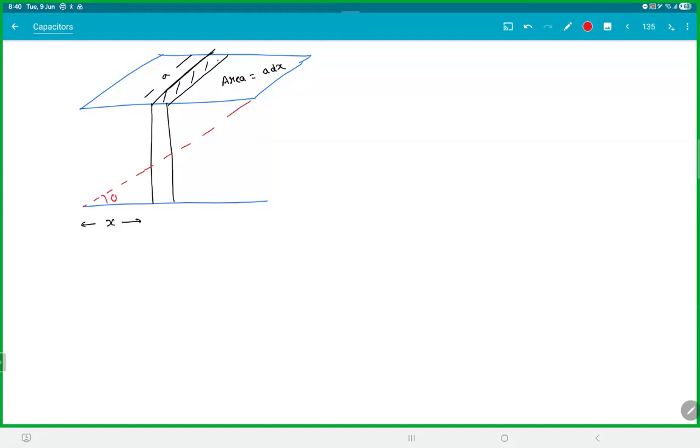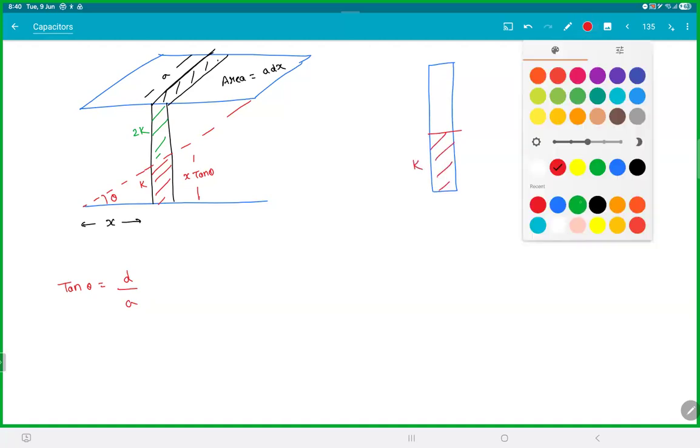If we take this angle to be theta, which we can calculate, tan theta is nothing but the opposite side, which is the distance between them, by a. So this part is covered by k, and that upper part is covered by 2k. This length will be x tan theta. So we can treat this as two capacitors. Now it is so small, you can ignore that slanting thing. So we can treat this as one capacitor here with k and one green capacitor with 2k.